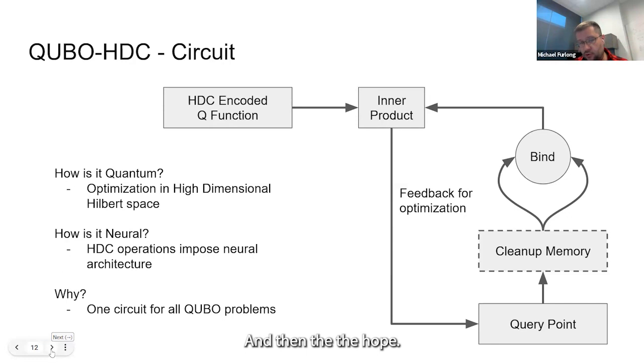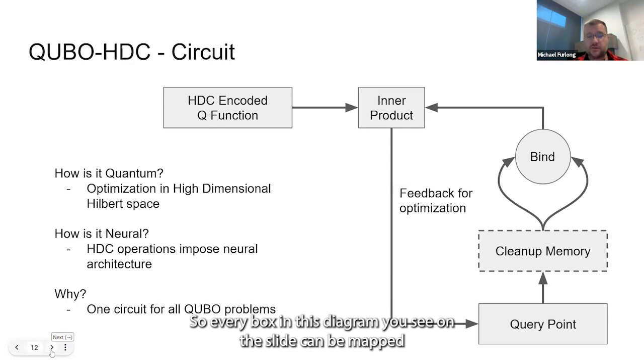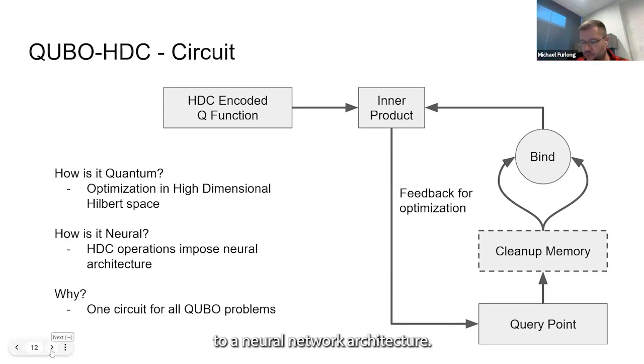Because we know that we can translate all of these operations into neural networks, every box in this diagram you see on the slide can be mapped to a neural network architecture. The hope is that we could define a circuit where, for any QUBO problem, we can use the same circuit to solve it. So that's why this was of value.